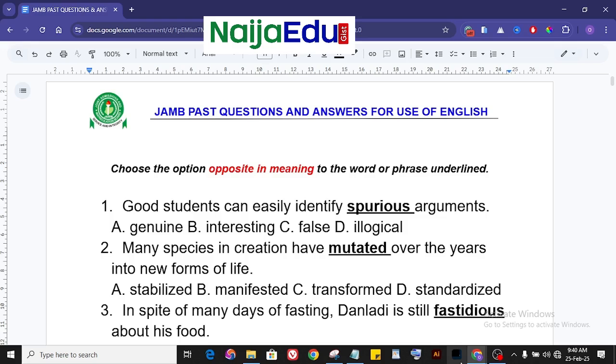There will be some options among the answers that are similar in meaning to the underlined word. This is just to confuse you. If you don't understand the instruction very well, which says opposite in meaning, you will make the mistake of picking what is quite similar, which is a synonym of the underlined word.